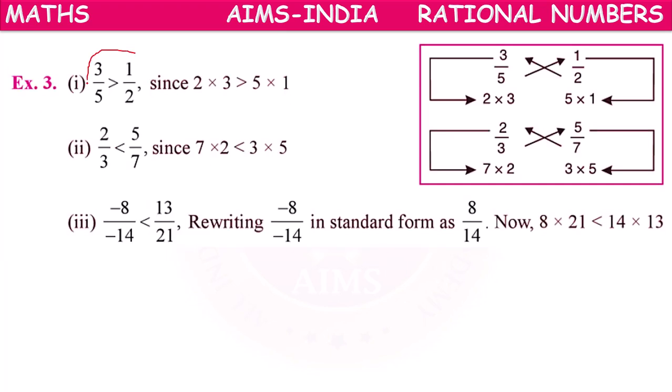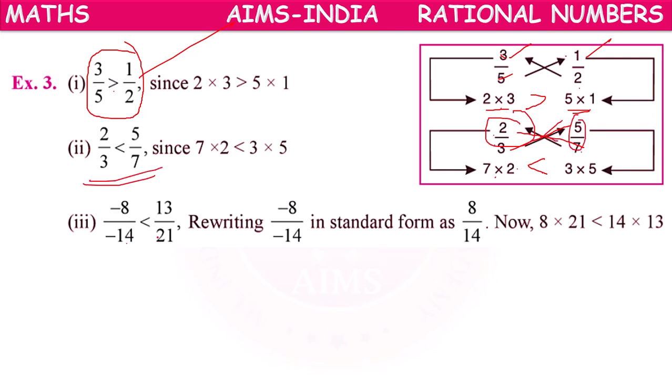Here they have given 3 by 5 and 1 by 2. 3 2 times 6, 5 1 times 5. 6 is greater than 5, so the first rational number is greater than the second one. In the second one, 2 by 3 and 5 by 7. 2 7 times 14, 3 5 times 15. 14 is less than 15, so the first rational number is less than the second one.